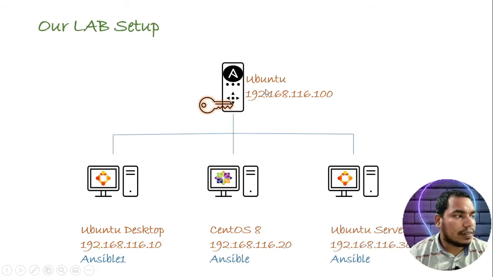So this is our workstation on which we will be generating our SSH keys, and then we will transfer the SSH keys to all our 3 clients. So our first task is to create static DNS entries in the host file. So you can see these IPs. The Ubuntu desktop is .10, the CentOS is .20, and the Ubuntu server is .30. So let's configure it on our workstation.